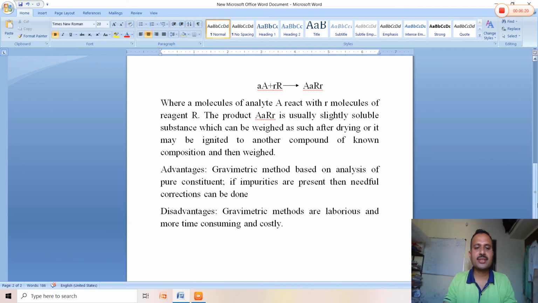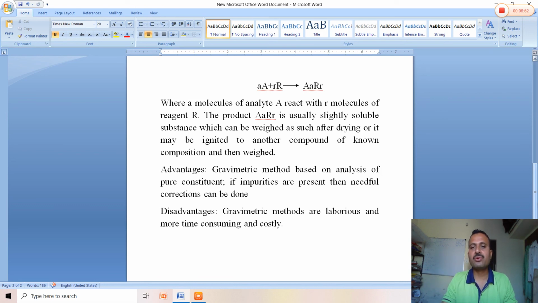Another second topic is disadvantages. The disadvantages of gravimetry are that gravimetric methods are laborious. Though they are determined for purity, they are time consuming and costly also. So there are three disadvantages. One is laborious, another is that the cost is high, and they take time. They are time consuming processes.